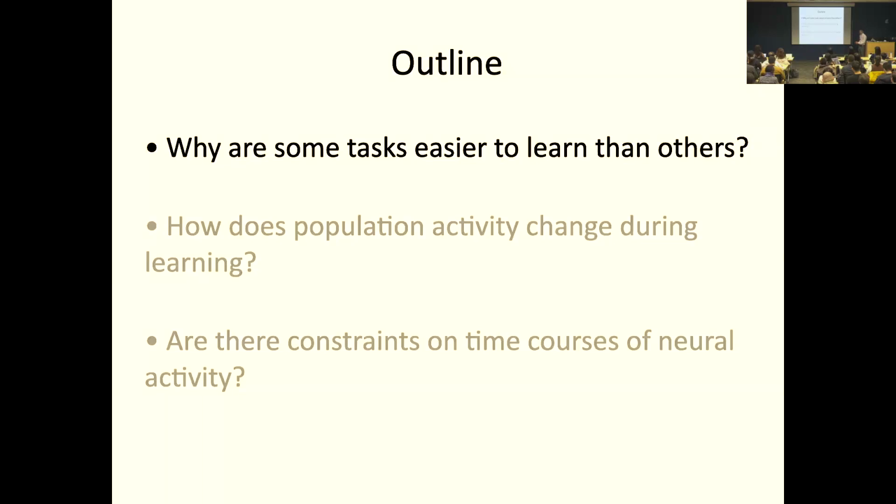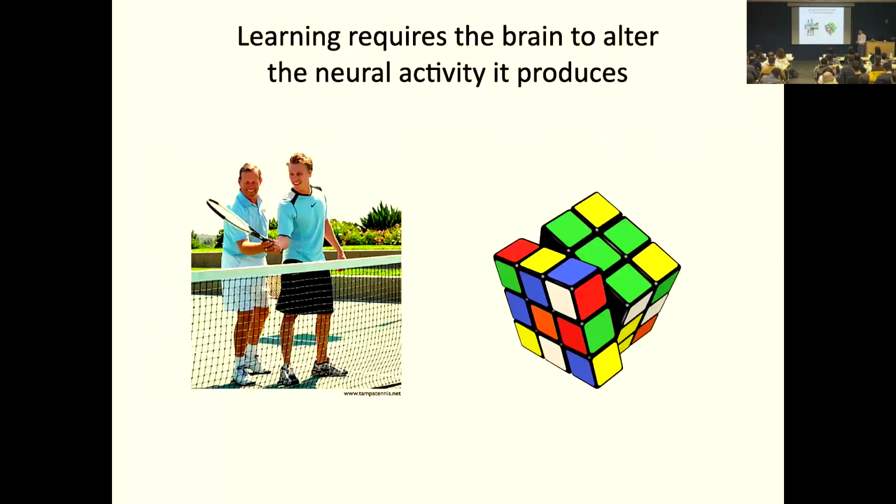Okay, so why are some tasks easier to learn than others? Whether we're learning a physical activity like learning to play tennis, or a more cognitive activity like manipulating a Rubik's Cube, something presumably changes in our brain when we go from being a novice to becoming an expert. And so what we wondered was why are certain tasks easier to learn than others?